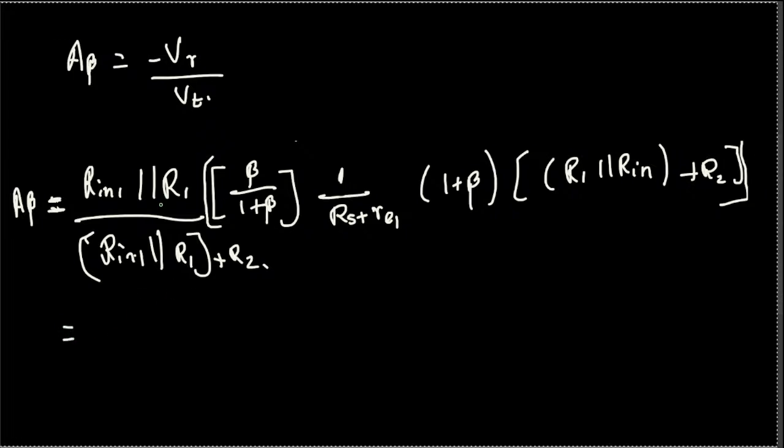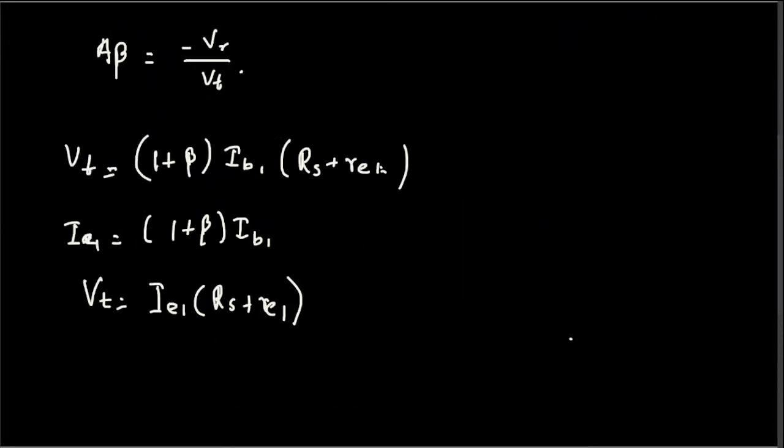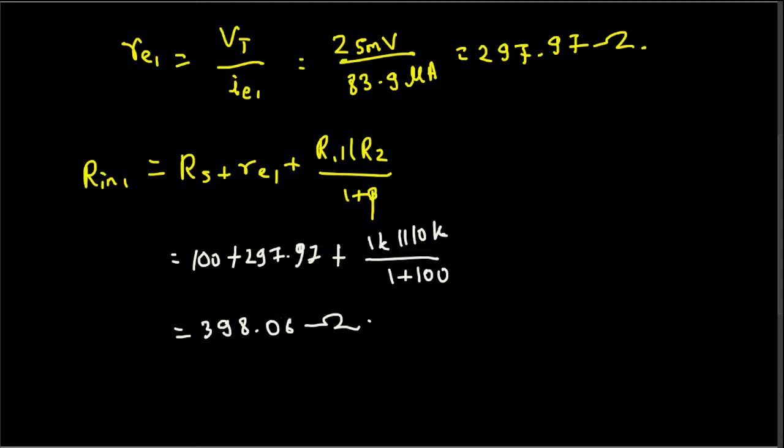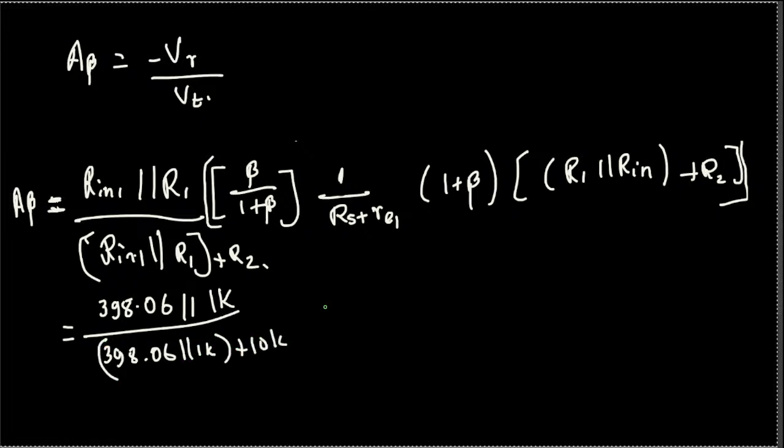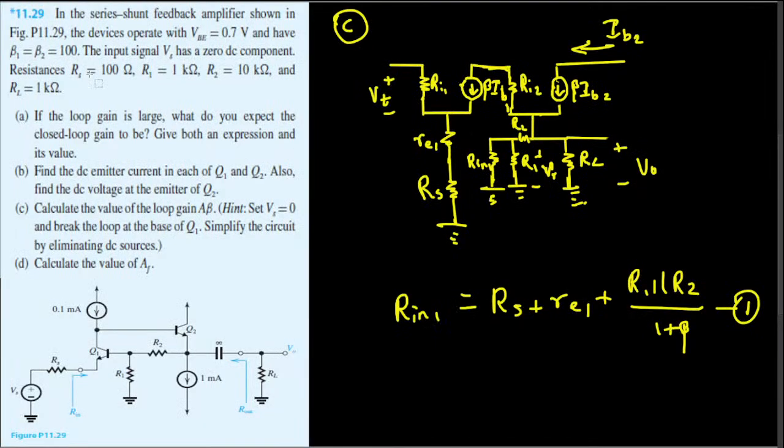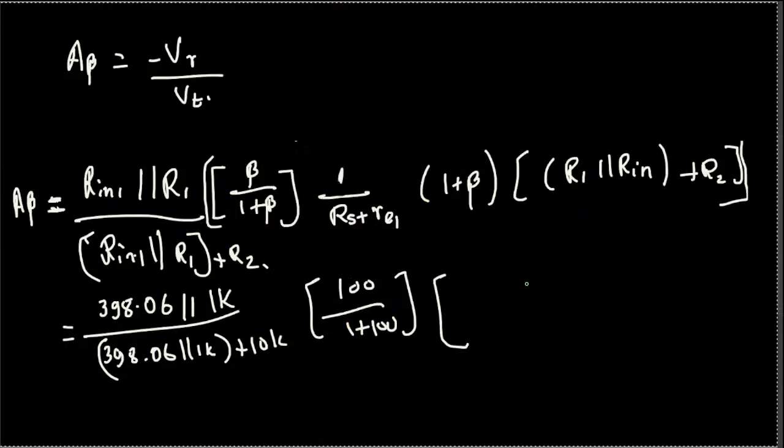Once we have this one, now we have to plug in all the values we have and calculate the final answer. So here R in 1 is ready. We've just calculated that one to be 398.06. Plug that one in. Parallel R1 is 1K, again 398.06 parallel 1K, and R2 is 10K, and beta is 100, and the RS value is 100 ohm resistance, 1 over 100.